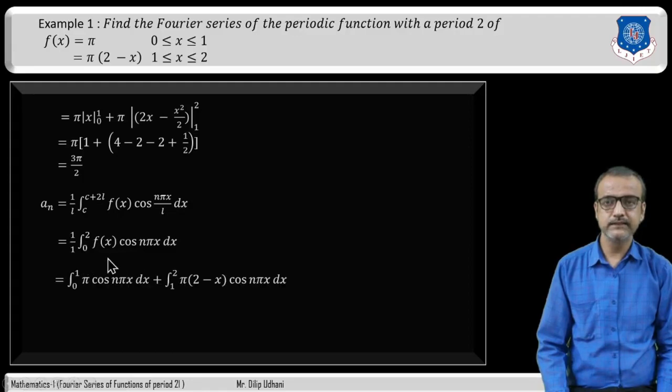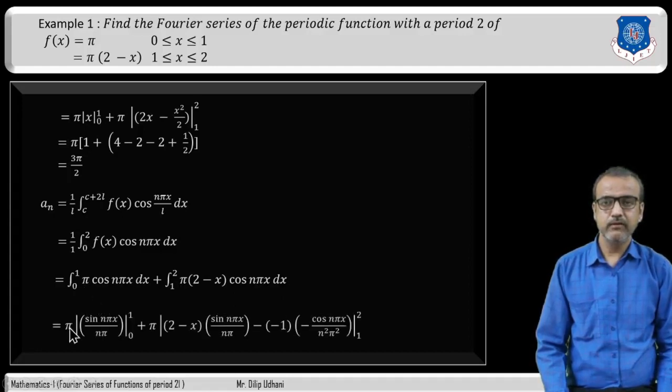Now we will write this integration as integration from 0 to 1, and in the interval 0 to 1 f of x is pi, so pi cos n pi x dx, plus integration from 1 to 2. For the interval 1 to 2 we have f of x is pi into bracket 2 minus x, cos n pi x dx. Now we will find the integration of cos n pi x and the integration of 2 minus x into cos n pi x.